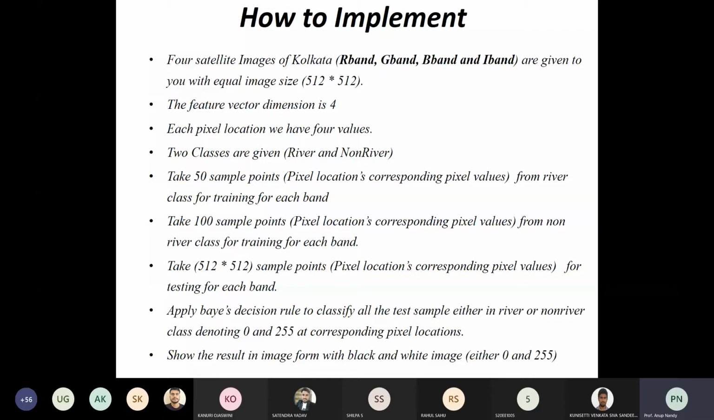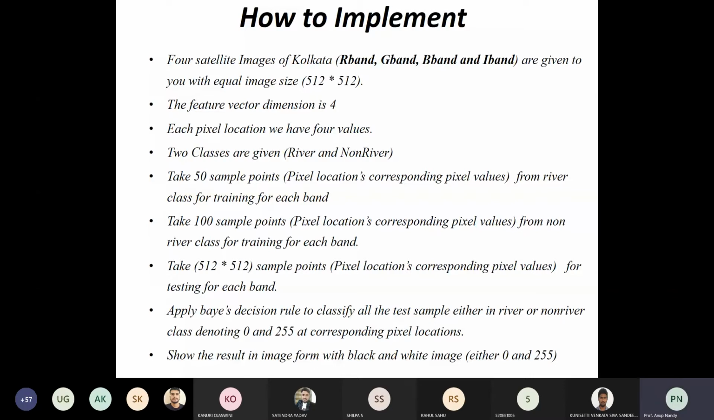You will have to store the 50 pixel locations i comma j, the ith position and the jth position. If i goes from 1 to 512 and j goes from 1 to 512, the size of the image is 512 by 512. So you have to randomly choose 50 sample points, that is 50 pixel locations, from the river class for training of each band. Similarly, you could take 100 sample points, also pixel locations, from the non-river class for training of each band.